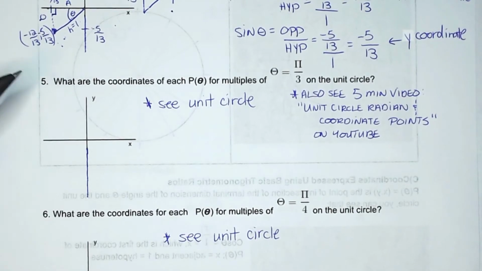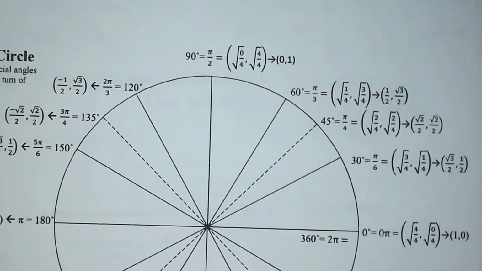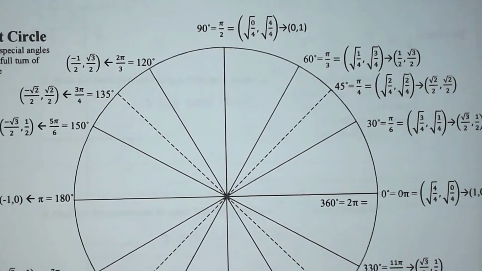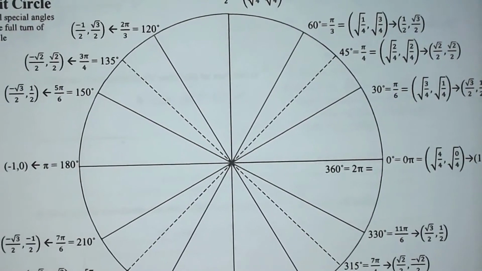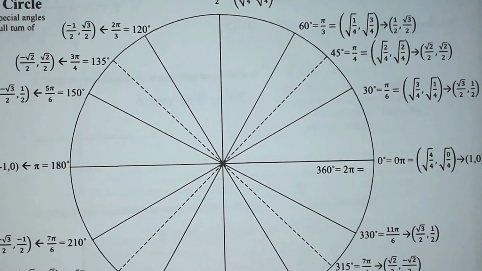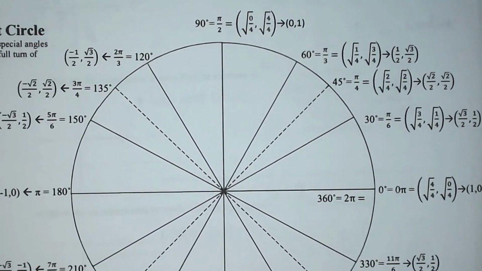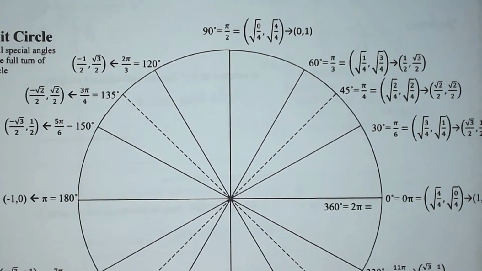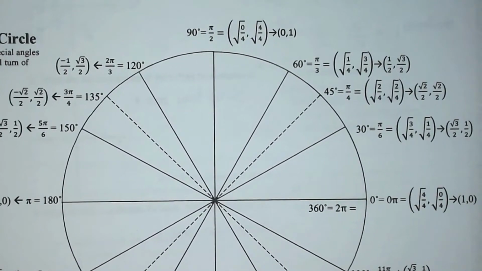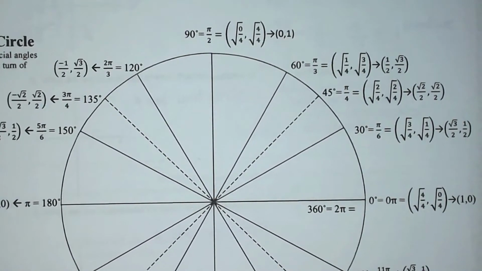So in question 5, we're looking at what are the coordinates for each P theta for multiples of theta equals pi over 3 on the unit circle. And here it is, the unit circle. So it looks big and scary and complicated, but sorry, I'm trying to figure out how we can fit it all in here. I might have to move my page around. It looks big and scary and complicated, but it's not, okay?